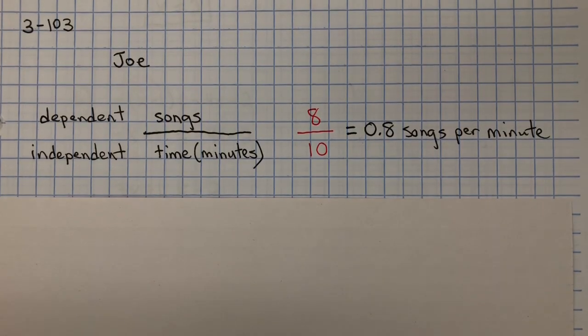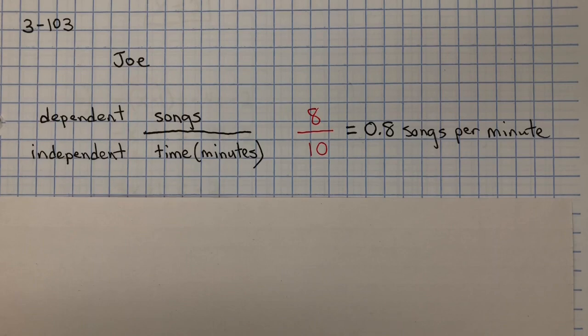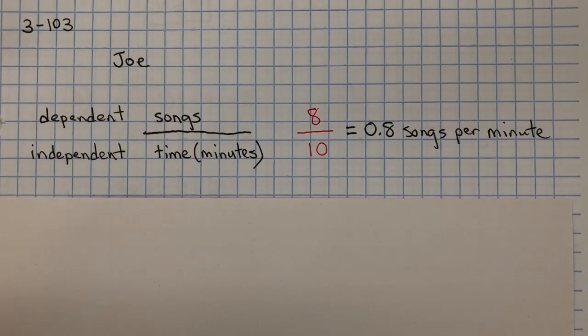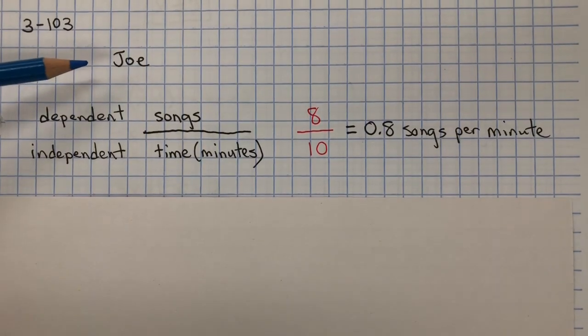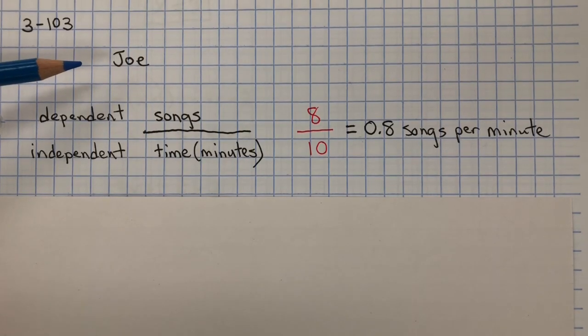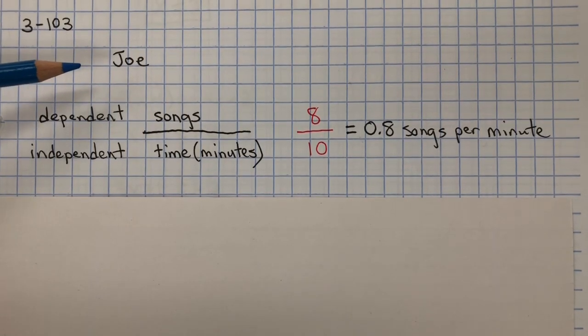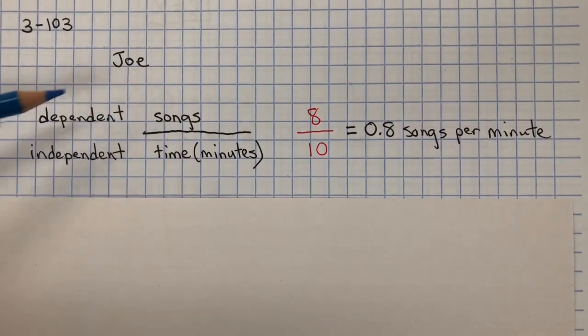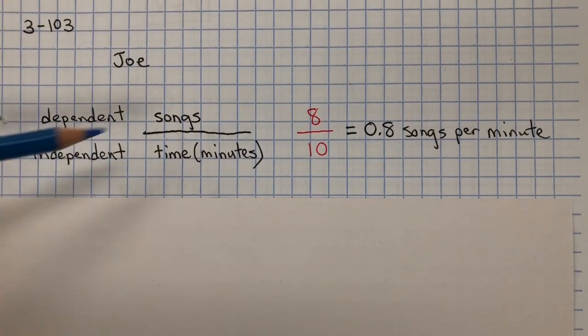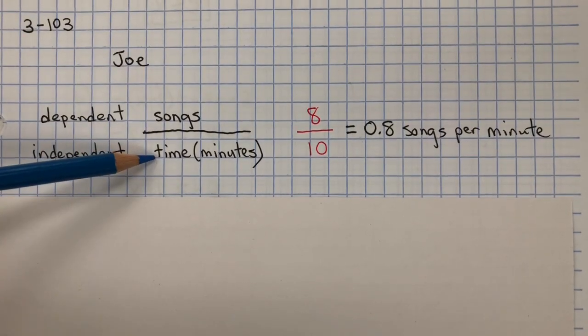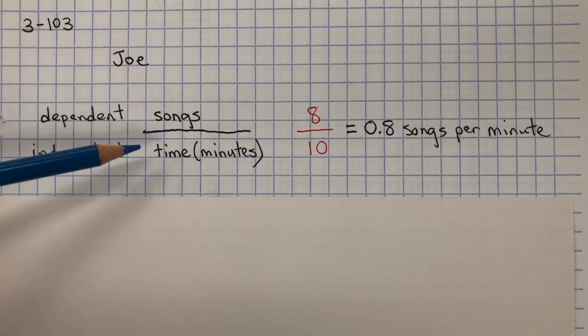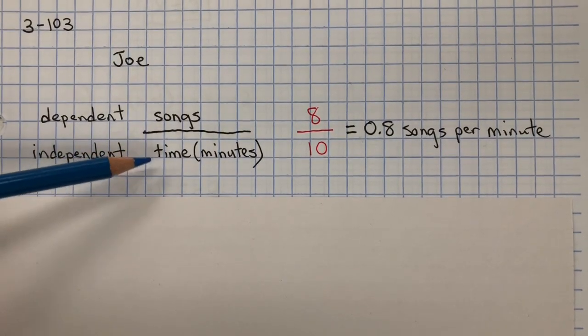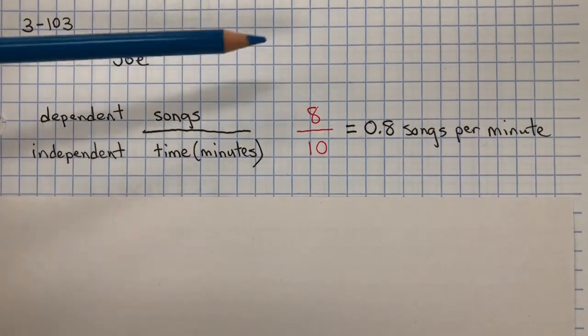In problem 3, 103, you needed to find out who was downloading songs faster, Joe or Jasmine. Joe can download the songs at a rate of 8 songs for every 10 minutes. So I set it up, the dependent over the independent, songs divided by the time. And remember, time will always be the independent, the x variable. So we have y over x.